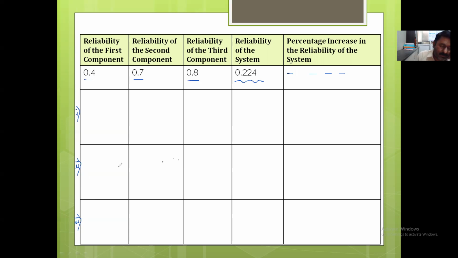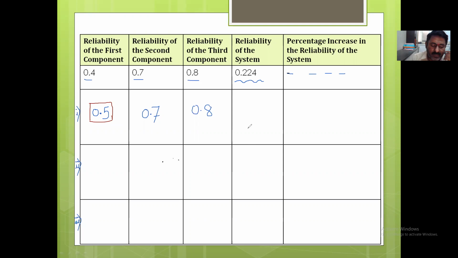I will give ample time for drawing the table and further things. So just try to concentrate. Now read the first case. What is the first case? Reliability of the first component is increased by 0.1, and that for the second and third remains the same. Second 0.7, third 0.8. First by 0.1 means 0.4 becomes 0.5. So I will highlight here that the increase of 0.1 is made.